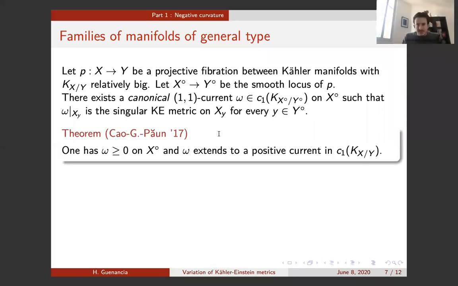And the theorem that I want to explain is somehow a partial analog of Schumacher's and Tsuji's theorem: that current omega that is so defined is actually semi-positive globally on X naught. And also, even if it is only defined on X naught, it actually extends canonically to a positive current in the first Chern class of the relative canonical bundle.